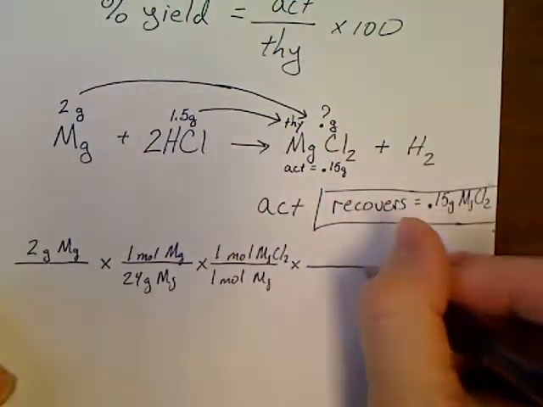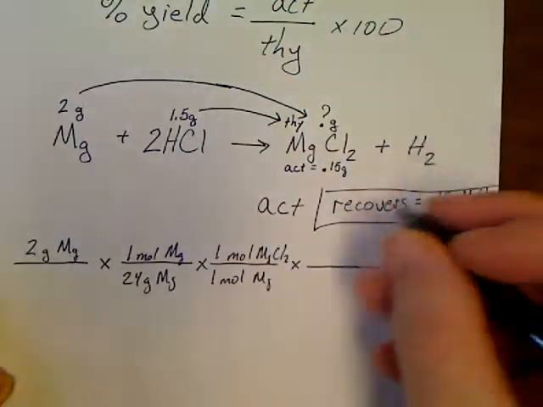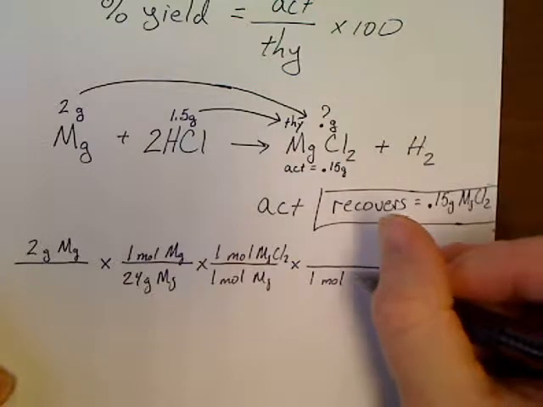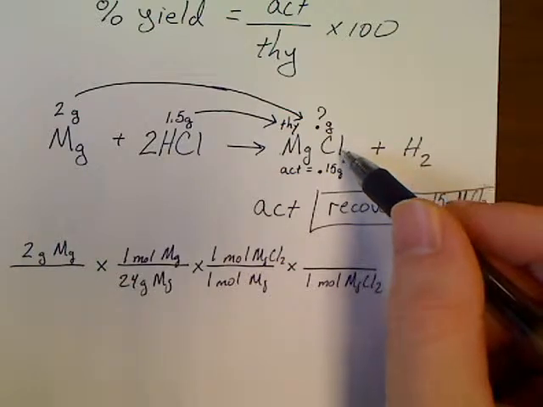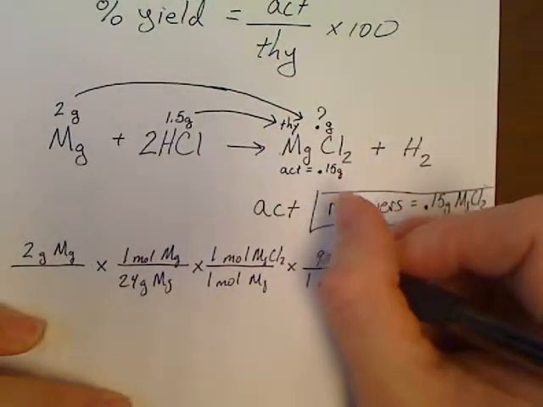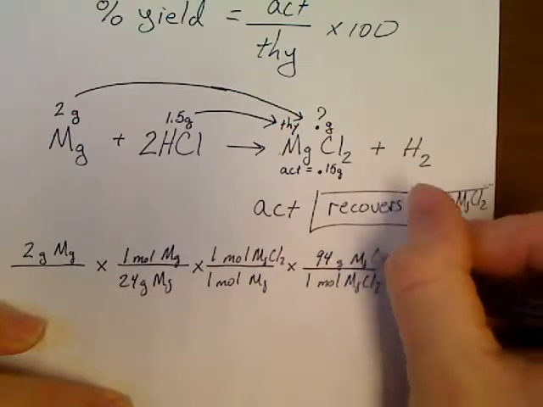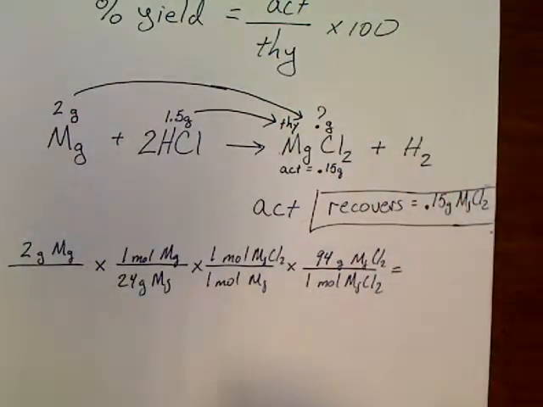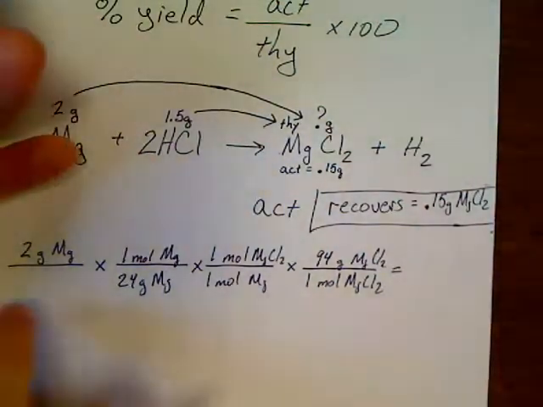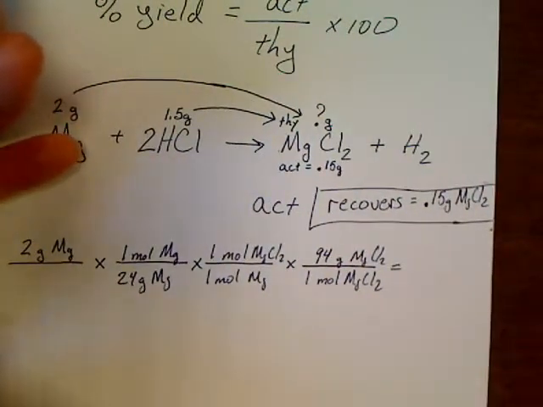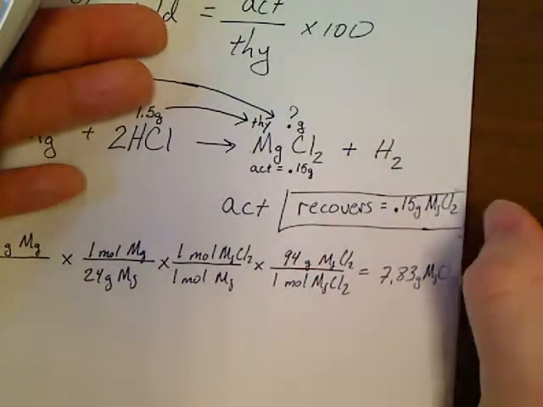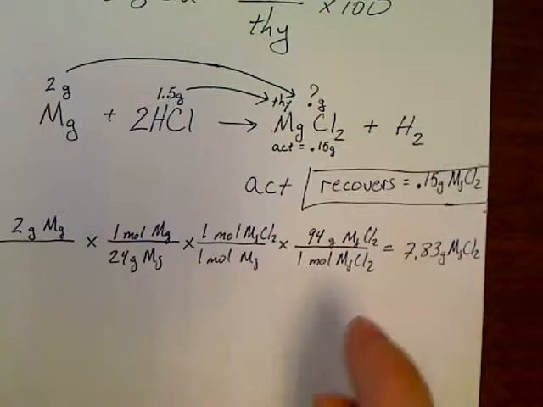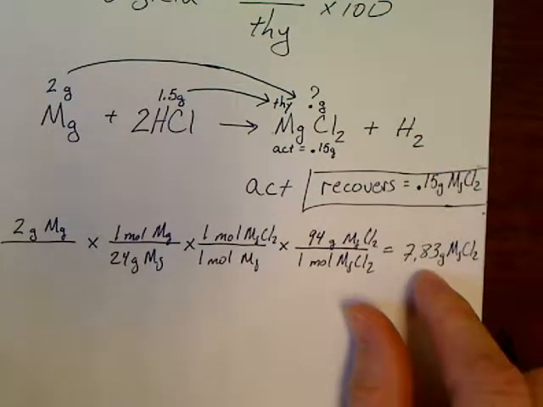Last step, convert moles of MgCl2 to grams. So for every 1 mole of MgCl2, we should make chlorines 35 times 2. There's 70 and 24. So that's 94 grams of MgCl2, and I am going to break out a calculator for this. So basically it's going to be 2 times 94 divided by 24, and that is 7.83 grams of MgCl2. Now, I'm not putting a box around that. I don't know if that number's any good.